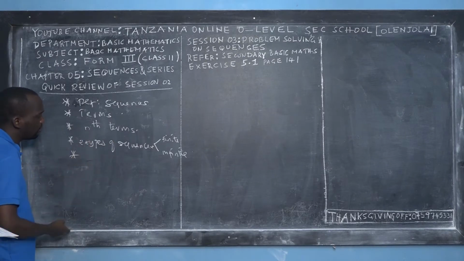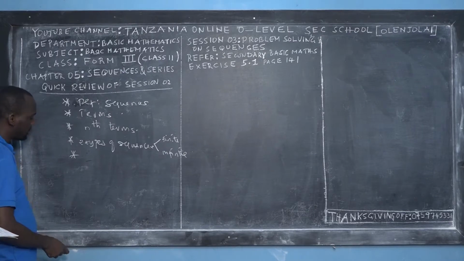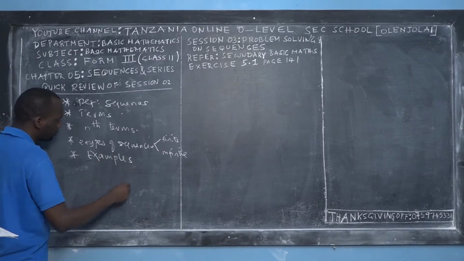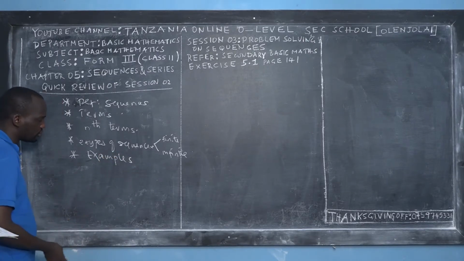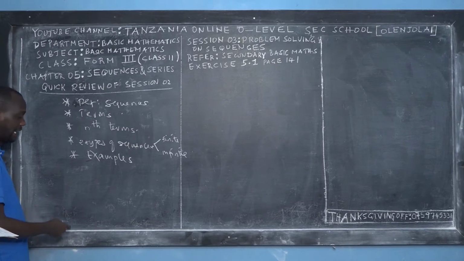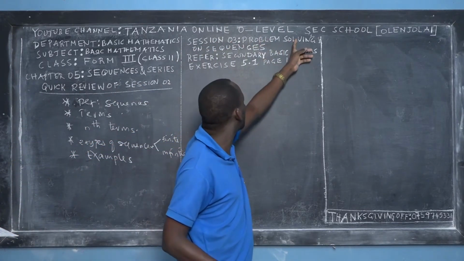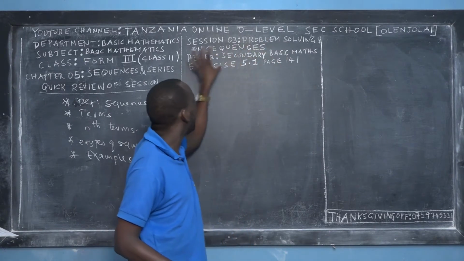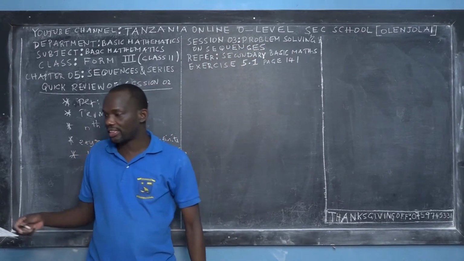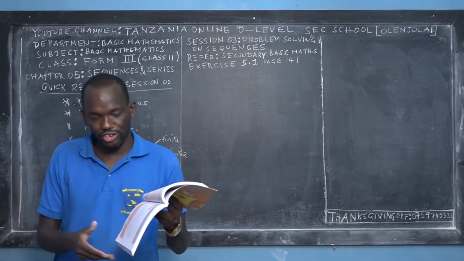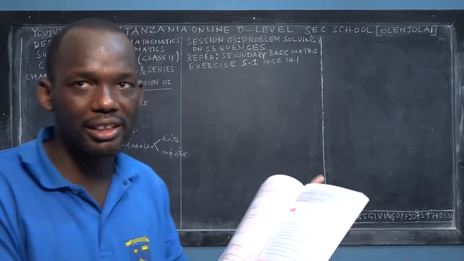So two types of sequences: finite and infinite. And then I taught you how to solve some problems regarding sequences. So today we are going to focus on session 3, which is problem solving on sequences. And the reference book is Secondary Basic Mathematics, one of the reference books that I mentioned in session 1. So this is the reference, Basic Mathematics.